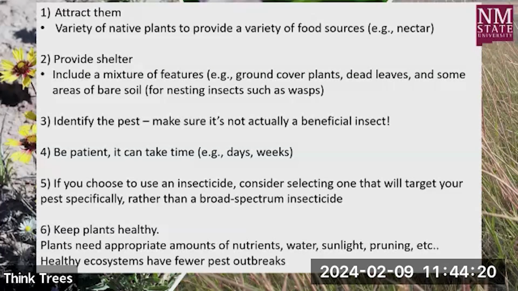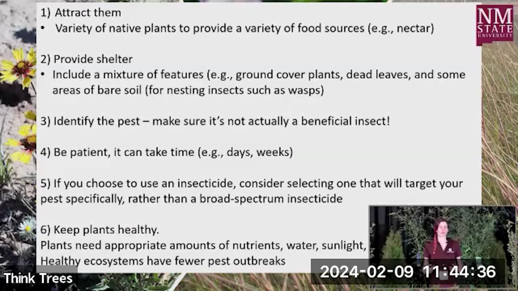So like I said, you get to be an ecologist. There's different ways to go about any sort of system, but a lot of the overall pictures are pretty similar, okay? So with these beneficials, you want to attract them, make it desirable for them to want to come there in the first place. So use a variety of native plants to provide a variety of food sources, or things that are known to be beneficial insectary plants, and I'll talk about that in a second.